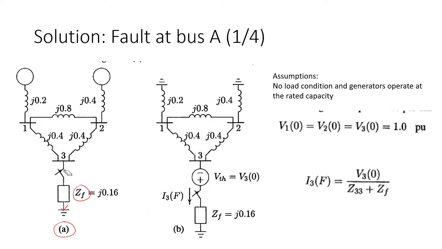All right. The way we analyze this circuit is that we are trying to find the fault current at this bus number 3. So what we have to do here is that, at this point of the analysis, we are not interested in what's going on behind bus number 3.